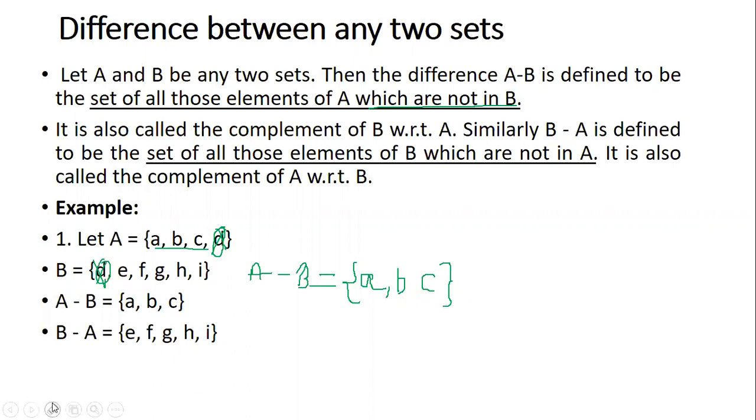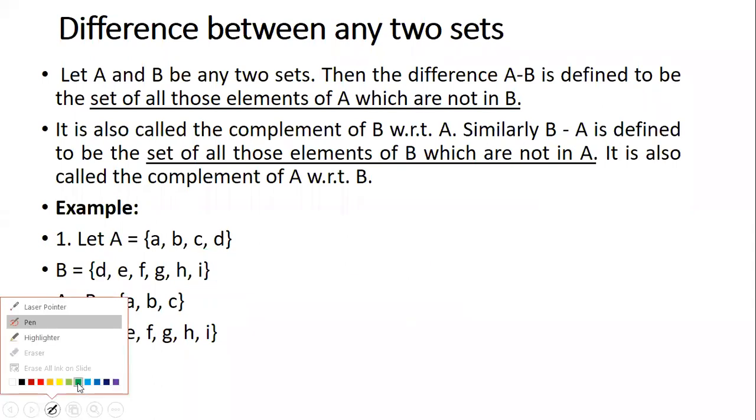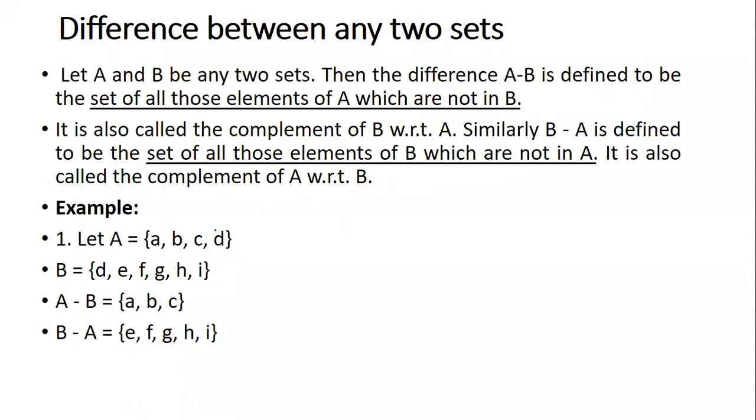Did you all understand A minus B? Okay, I'll repeat it once again. So there are two sets A and B. In these two sets A and B, I have to check which elements are common in nature. Okay, I have sets A as well as B.